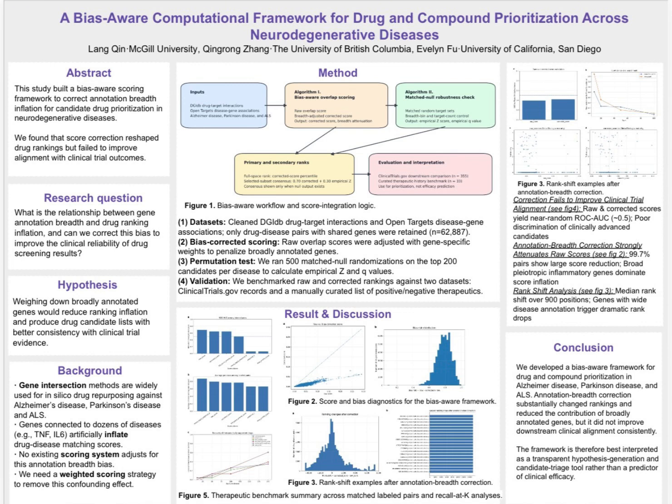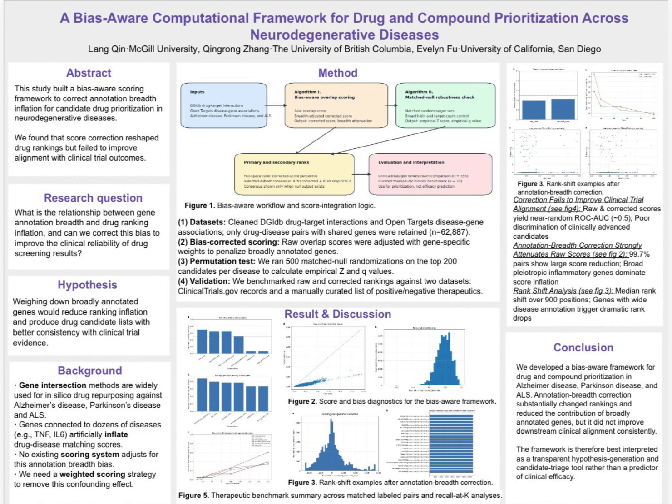Second, Figure 3 visualizes the rank shifts after correction. The median drug ranking changed by more than 900 positions. Many previously top-ranked compounds dropped thousands of spots, almost entirely because their targets were overly broad disease-associated genes. This proves our method successfully reshapes candidate priority lists and removes bias from widely studied genes.